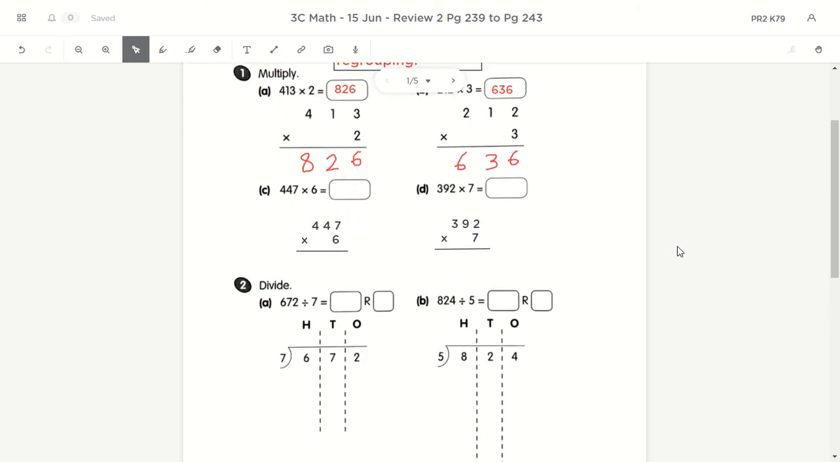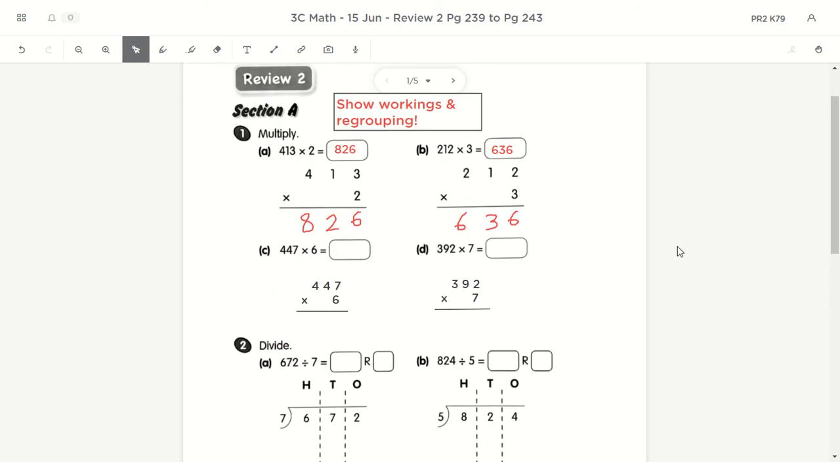Alright, so similarly, the next two has regrouping. 7 times 6, 42. So the 4 should be up here. 6 times 4, 24, 24 plus 4, 28. 6 times 4, 24, 24 plus 2, 26. So this is 2682.